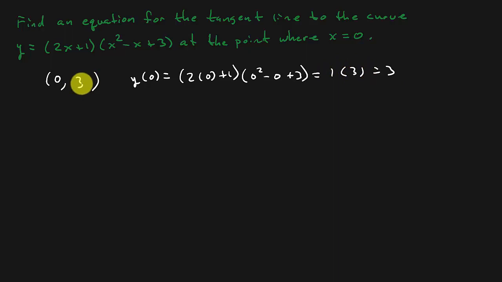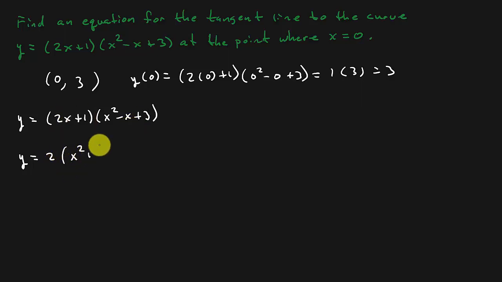All right. So now let's find the derivative. So y equals 2x plus 1 times x squared minus x plus 3. So we've got the product rule here. So that's the derivative of the first function times the second function. Okay, so that's derivative of the first, which is 2, times the second, plus the derivative of the second function, which is 2x minus 1, times the first function, 2x plus 1. And that's y prime.